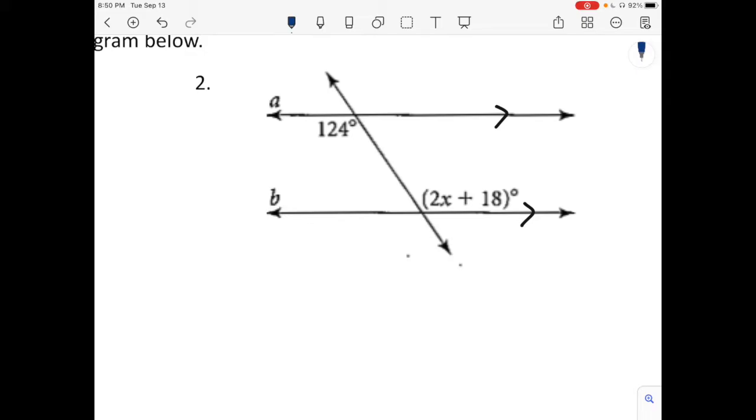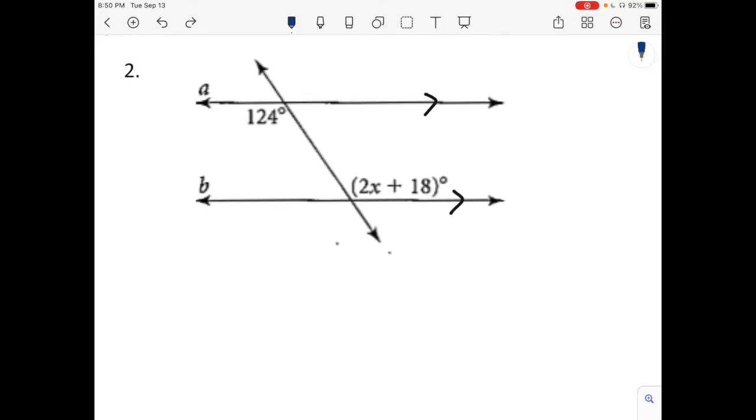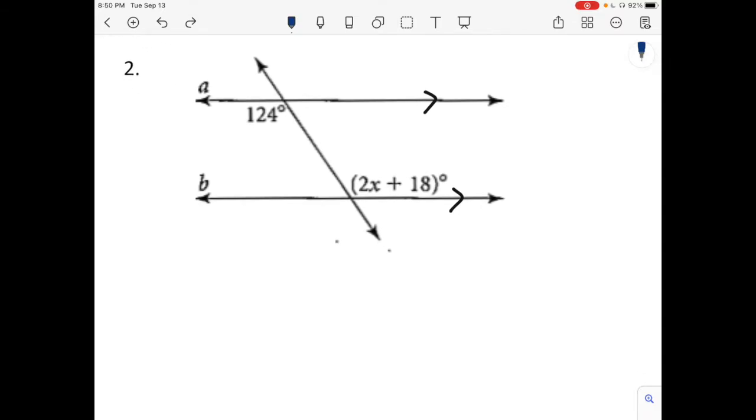Okay, in this picture, I've got parallel lines because of the arrows, and these are angles on opposite sides of the transversal and inside parallel lines. So that's going to be, if parallel, then alternate interior angles are equal. So you can think about alternate interior. So I'm going to say, okay, 124 equals 2x plus 18.